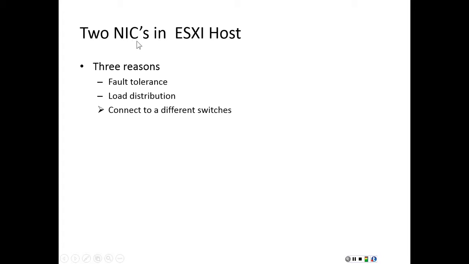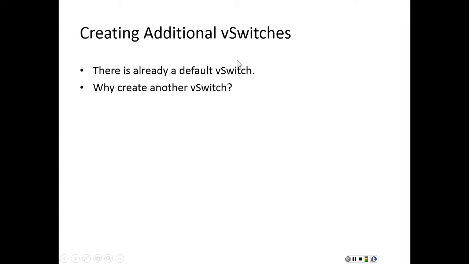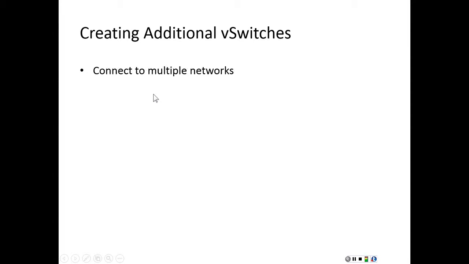There are three reasons for having two network interface cards in one ESXi host: fault tolerance, load distribution, and the third reason is to connect different switches. In this section, we have to create additional virtual switches. And you might say, well, there is already a default virtual switch. Why would you create an additional virtual switch? And the answer is to connect multiple networks together.